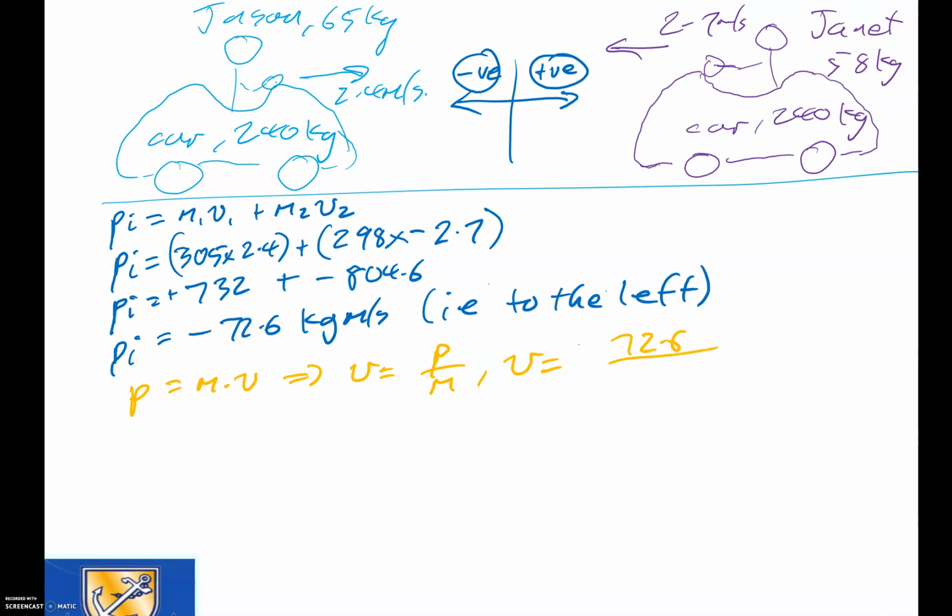Now the total mass will be all of the masses together, so it's going to be 305 plus 298 because it's all together. The velocity will be 72.6 divided by 603. So 72.6 divided by 603 is going to give us 0.12 meters per second to the left.